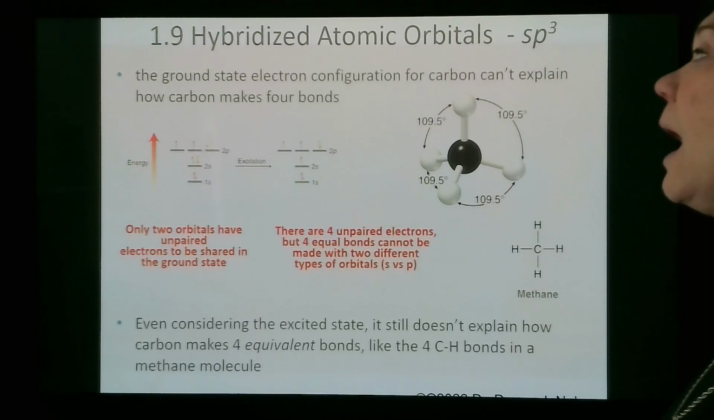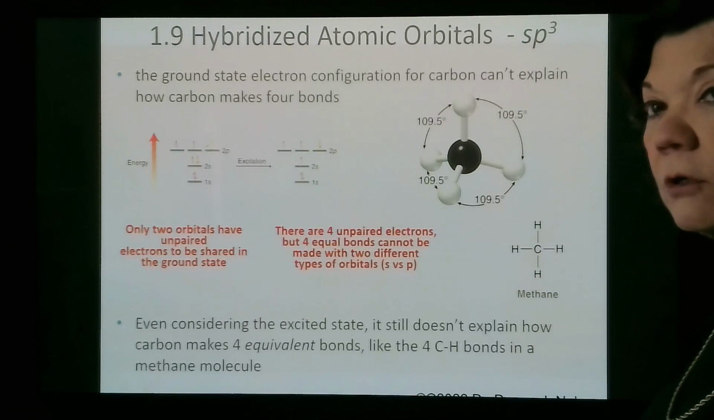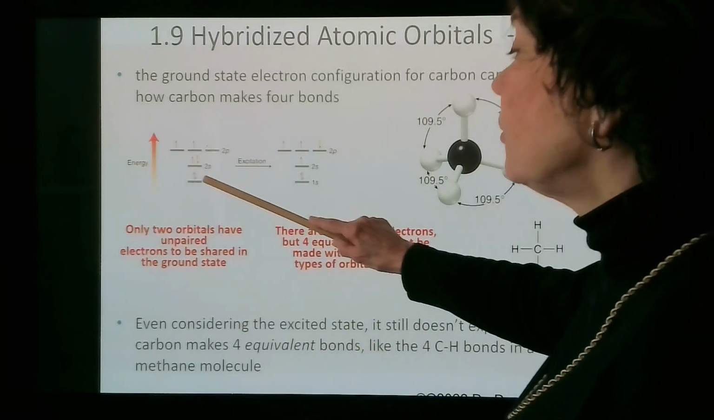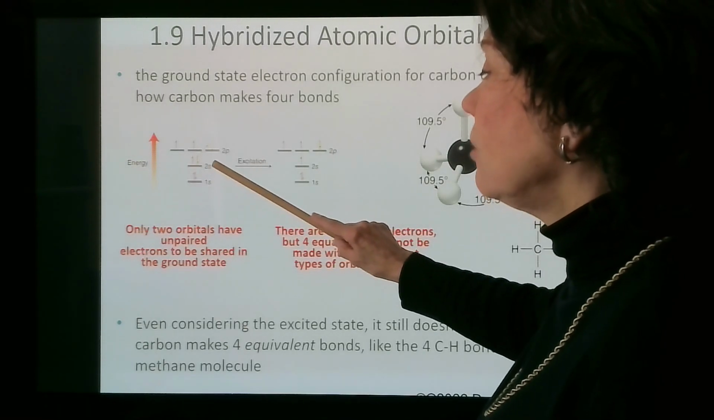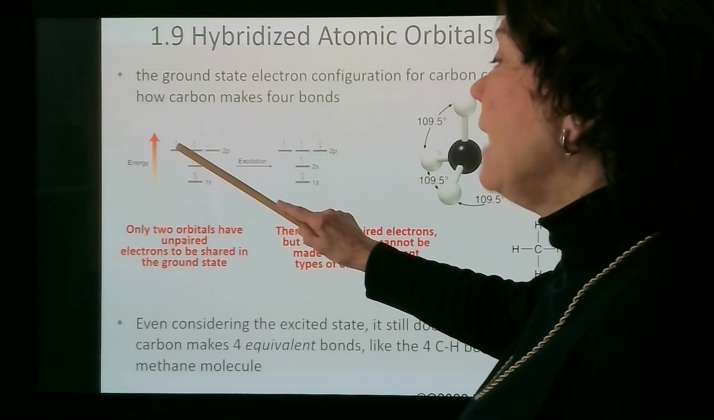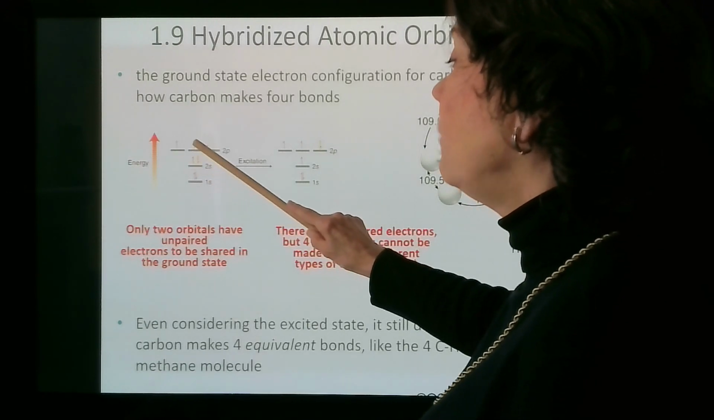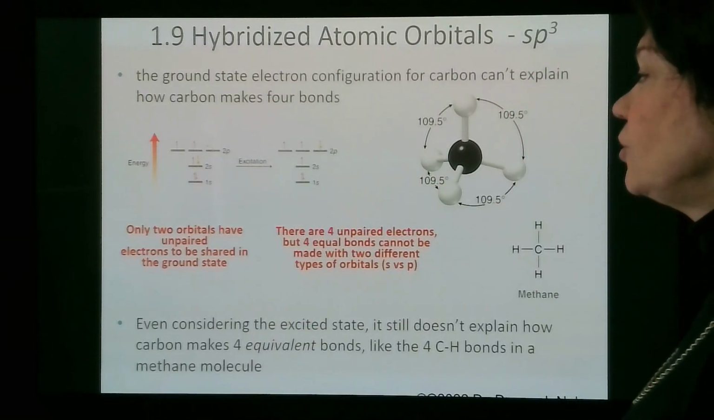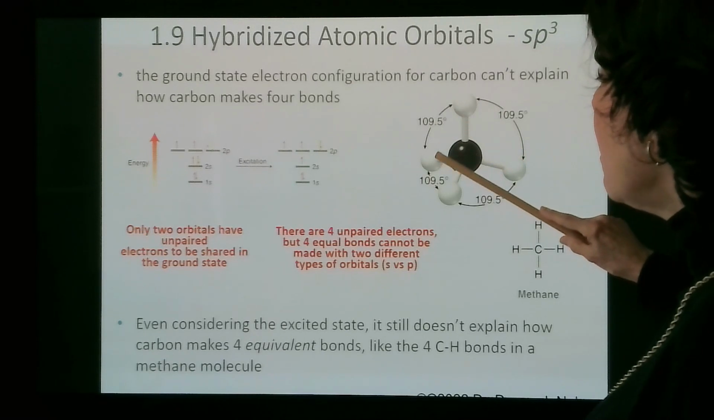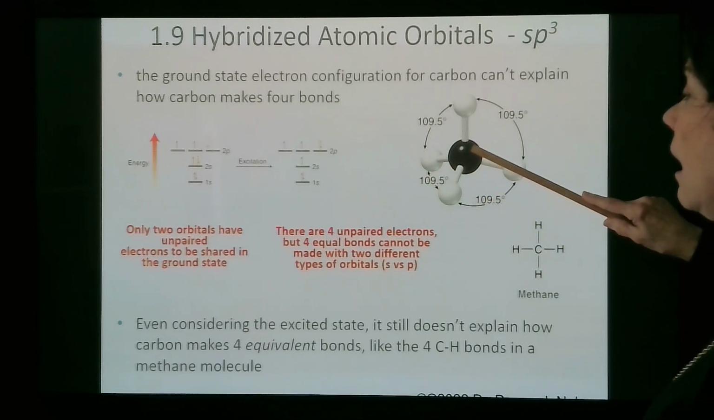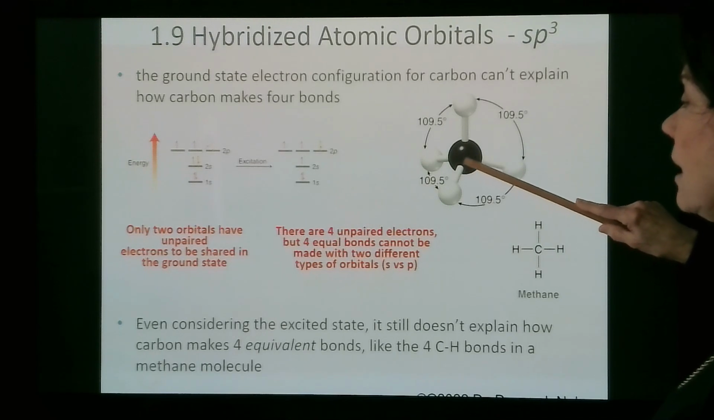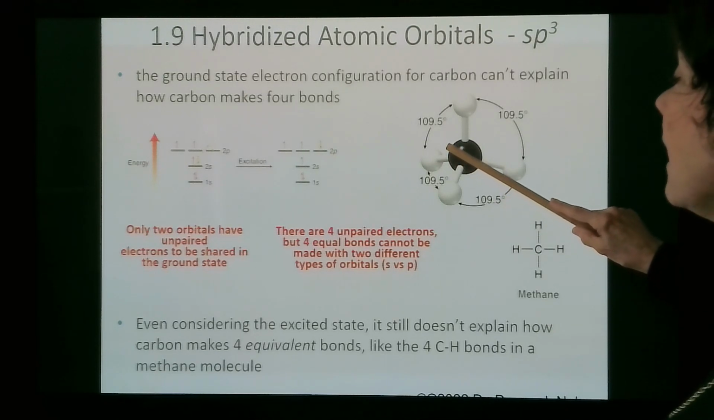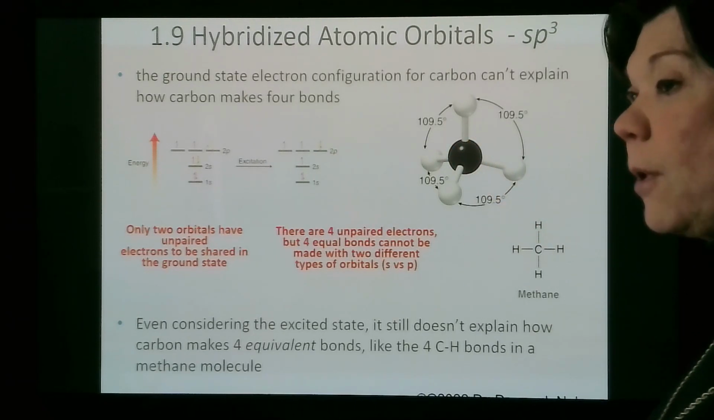Now, we must hybridize the atomic orbitals, especially for carbon. So carbon, remember, has the 1s orbital occupied and the 2s orbital occupied, and it also has one electron in each of the 2p orbitals. However, we know that carbon bonds in a manner such that each of its bonds points out in a separate direction so that these bonds are as far apart as possible.